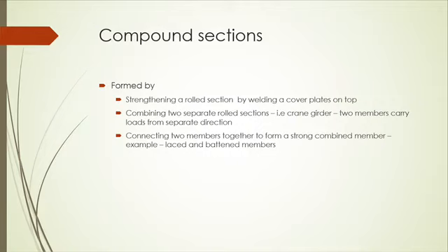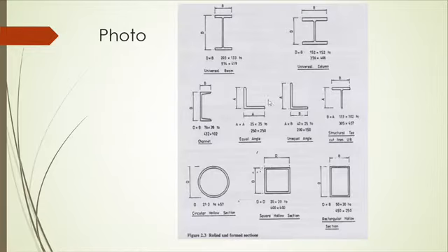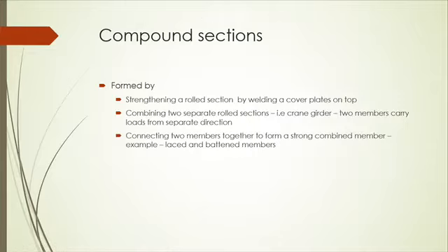So next is compound sections. Compound sections are formed by strengthening a rolled section by welding a cover plate on top. So you weld a cover plate on top, you have a compound section. Basically, you want to strengthen the rolled section, such as the equal angle, for example, or an I-beam. So you want to strengthen the top part. So you add a plate on the top and you weld the plate to the universal beam. So you have a strengthened rolled section.